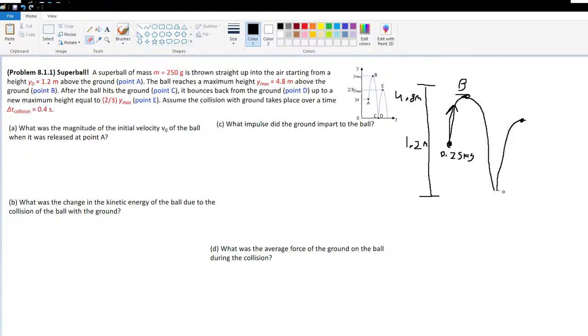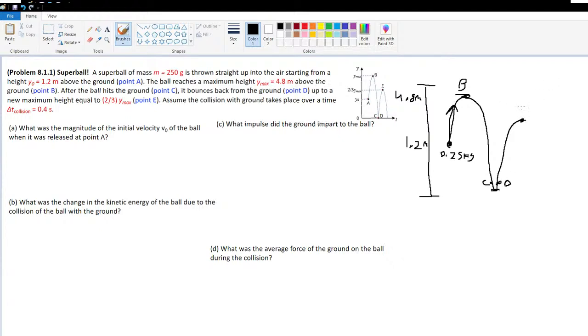I'm going to erase this. Right, because it's hitting the ground down here. This is point C, and this is point D. So I wrote them with a little space, but just remember when we're talking about point C and D, C is the instant just before the ball hits the ground, and D is the instant immediately after it leaves the ground.